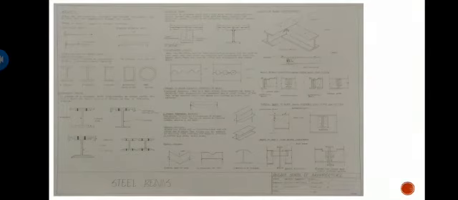So coming to the failures in beam. Failures occur in beam due to excessive bending, lateral torsional buckling and local failures. Local failures like shear yield of web, crushing of web and buckling of flanges.